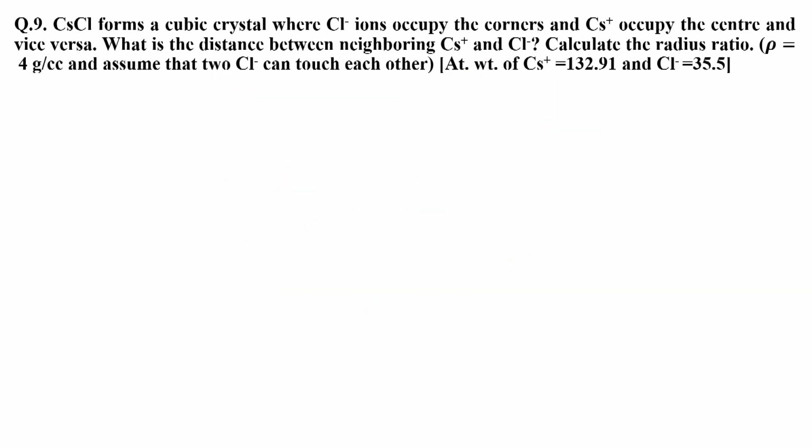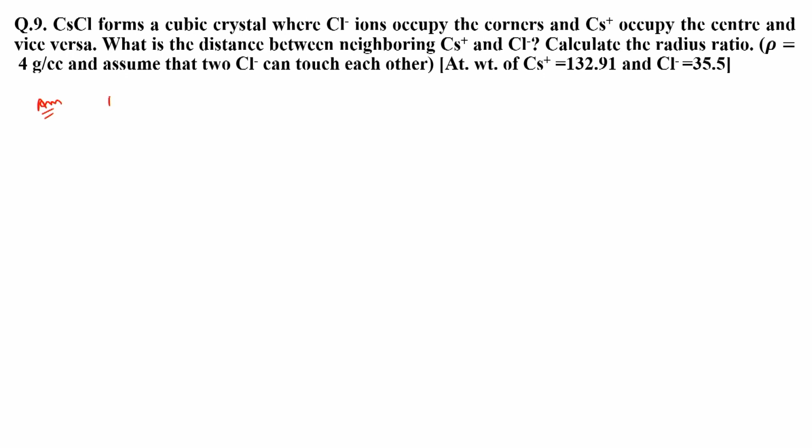Move to problem number 9. It says CsCl forms a cubic crystal where chloride ions occupy the corners and Cs plus occupies the center, and vice versa. What is the distance between neighboring Cs plus and Cl minus ion? Calculate the radius ratio. Rho is given as 4 gram per centimeter cube, and assume that two chloride ions can touch each other. Atomic weight of Cs plus is 132.91, and for chlorine or Cl minus is 35.5. So the molecular weight of CsCl, we can always calculate first.